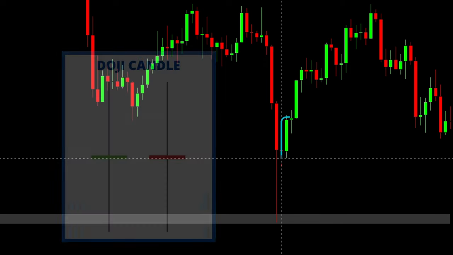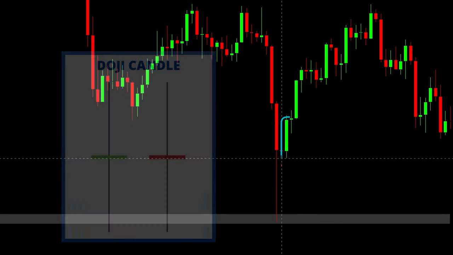We didn't really touch the support, right? You can see the hammer pattern, the price reversed just above the support area. But this is still a very good sign. If we see the hammer appearing at the support, so if the hammer would have looked something like this, this would have been a good sign.